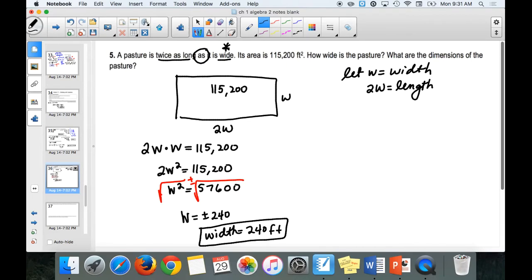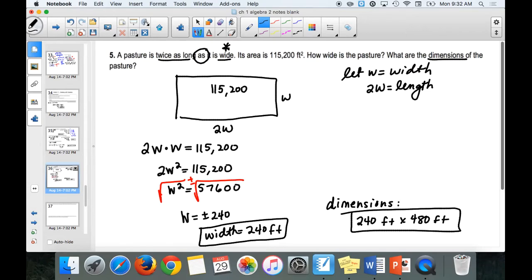Now the second question says, what are the dimensions of the pasture? Remember, dimensions we always say like 4 feet by 2 feet, right? We say a length and a width. It doesn't matter what order you put it in. So if 240 is the width, then what's our length? Right, it's 2w. It's 480 exactly. So we'd plug in to get that. All right, so make sure you answer all of the questions.